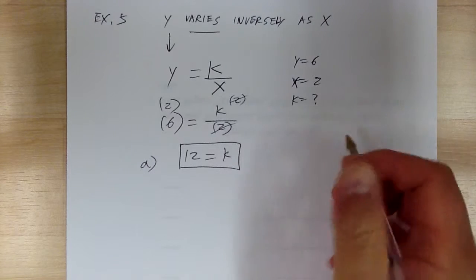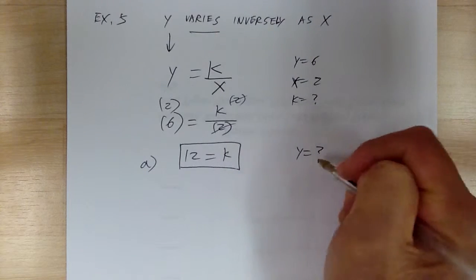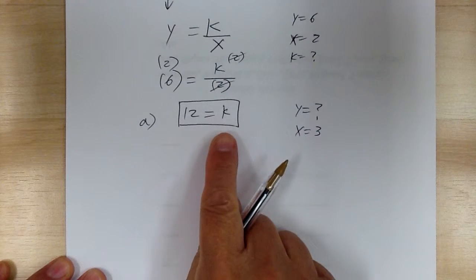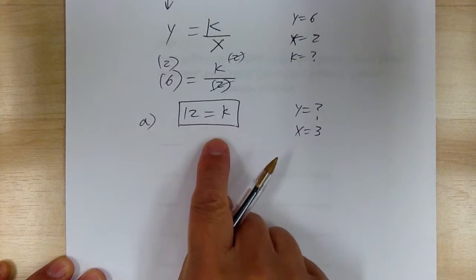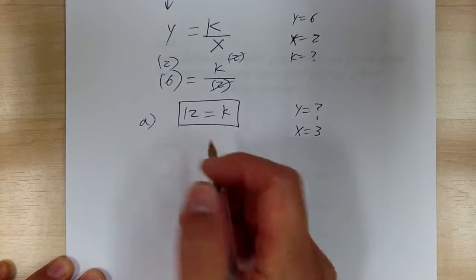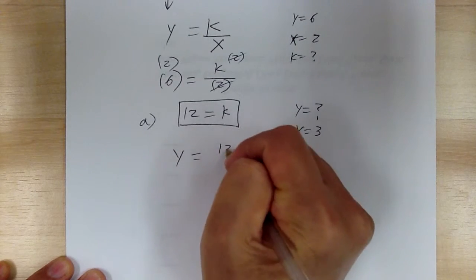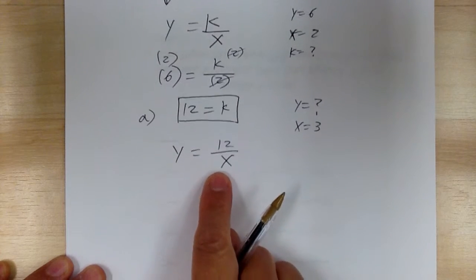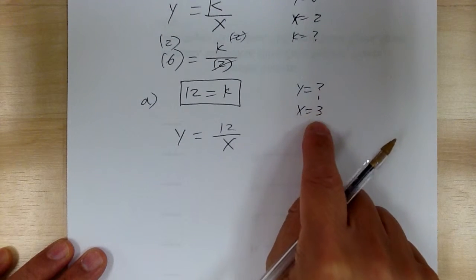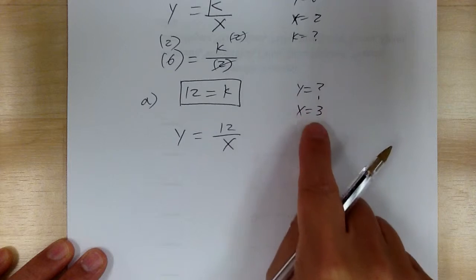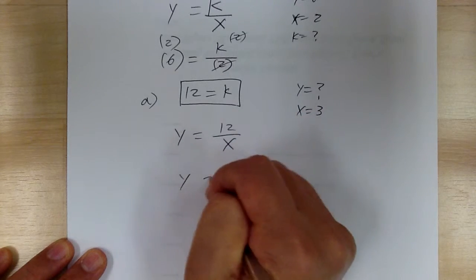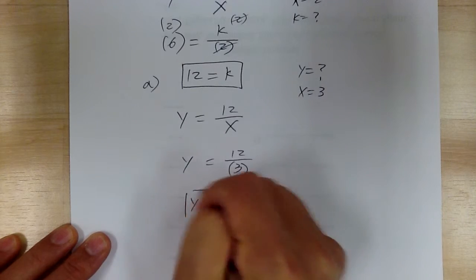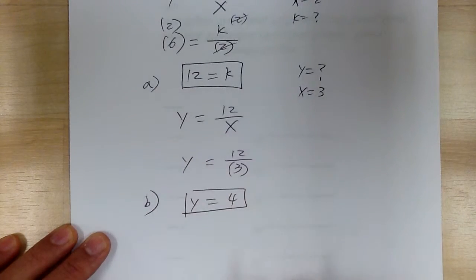Then B, you're looking for y when x equal to 3. So remember what I said, right? When you find k, the first thing you need to do is update your equation. So y equal to 12 over x. So that's your equation. So now you can use the updated equation to solve the next part. So you're looking for y when x equal to 3. So y equal to 12 over 3. So y equal to 4. And that's part B.